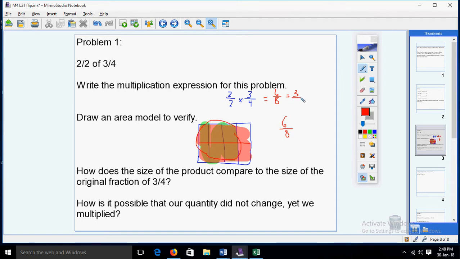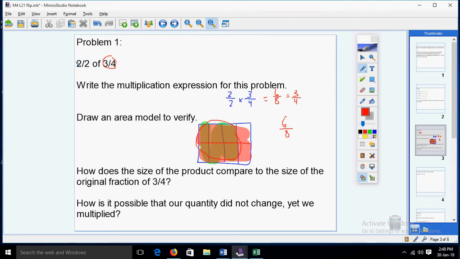Now, hopefully, maybe you have noticed that we started with 3/4. Why is our answer 3/4? All right, so how does the size of our answer compare to the size of our original fraction here? Well, they're the same, right? Even though it says 6/8, if you reduce it, it's still 3/4. So they're the same. So how is it possible that the amount did not change, but that we multiplied, right? Because usually when we multiply, the answer is different than what we multiplied by, okay?